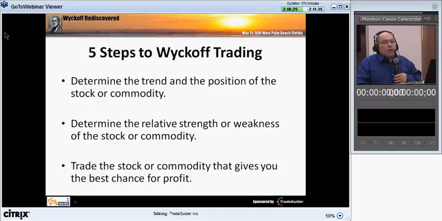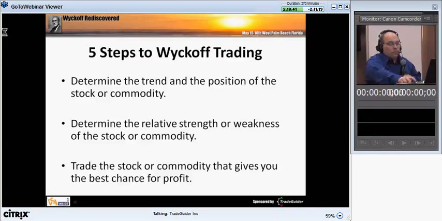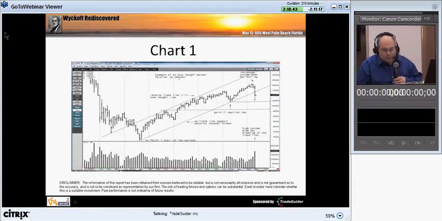Doesn't work. Wyckoff used horizontal lines, and we'll go over that. So again, trend is the most important thing, if I can stress it to you. Preservation of capital and trend are the two most important pieces of information you have. Okay?